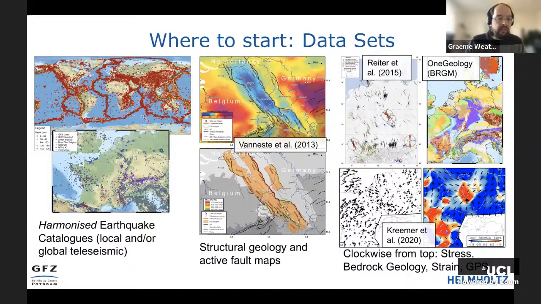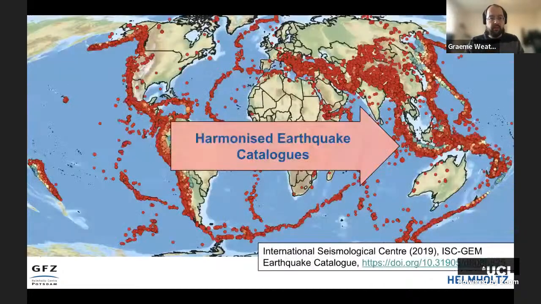So where do we usually start with this? Well, our starting point is usually, or one of the first data sets we consider, are harmonized earthquake catalogs. And we'll see in the next few slides what we really mean by harmonized earthquake catalogs, the harmonization process and the challenges we face. A second major data set we have, not in all regions of the world, but in many places now, are active fault models, so models coming from structural geology or active fault maps. And then we have a third category of general geophysical models, so it can be stress, bedrock geology, strain, GPS, models that tell us something about the potential seismogenesis of a region, but whose role can be quite variable, and we will see a little bit how we could try and use this.